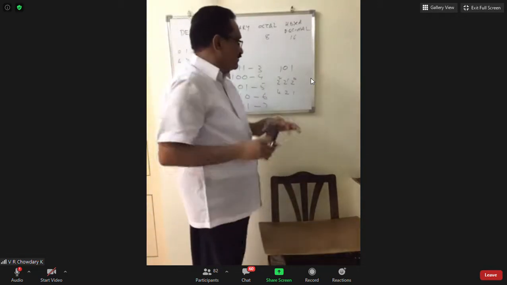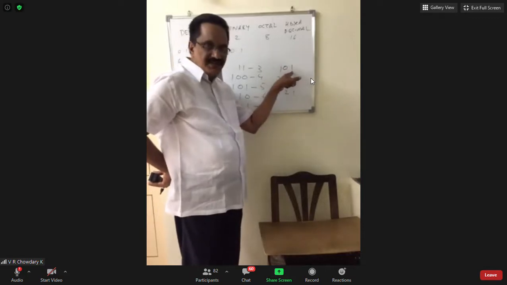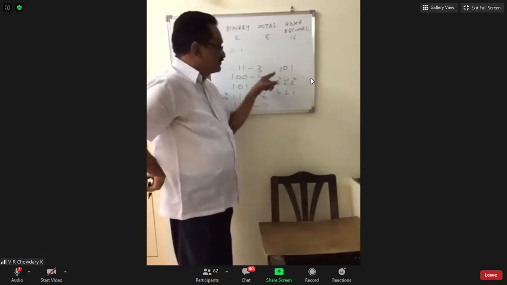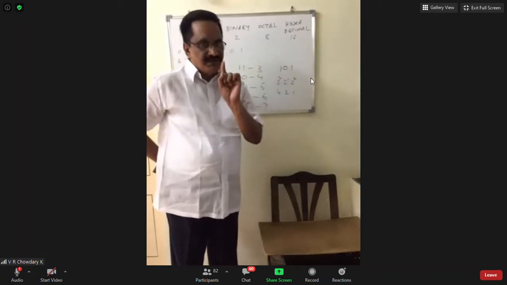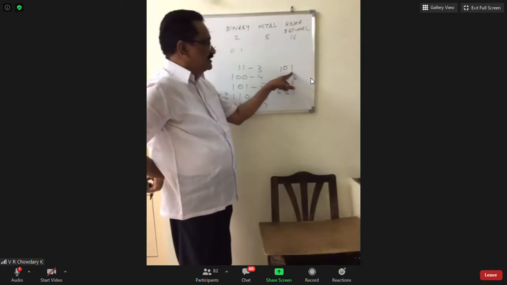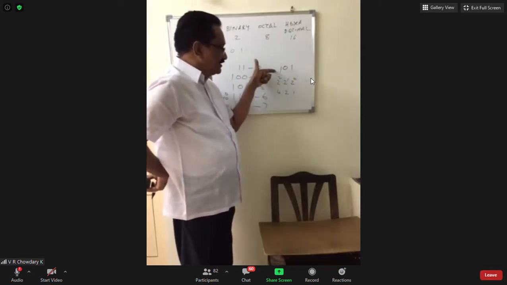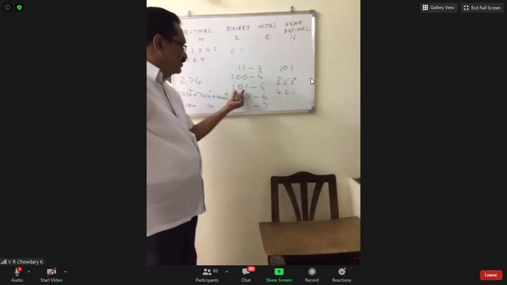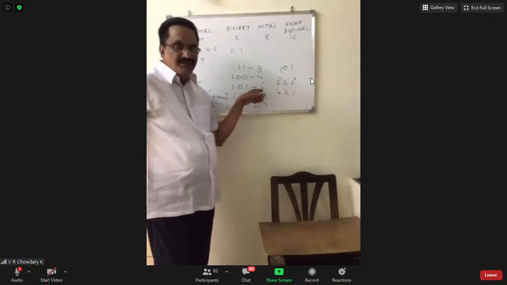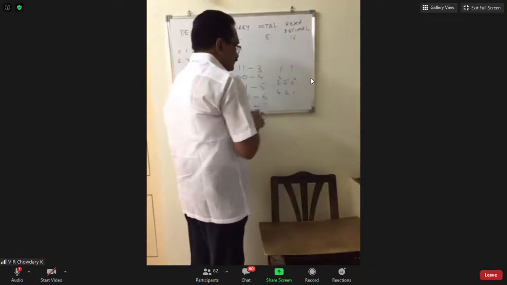For example, the decimal equivalent of this binary number is found by simply adding the weights of the bit positions for bit values 1. For this bit position, bit value 1, its weight is 1. For this bit position, the weight value is 4. So add 4 and 1, that is equal to 5. So for 101, the decimal equivalent is 5.